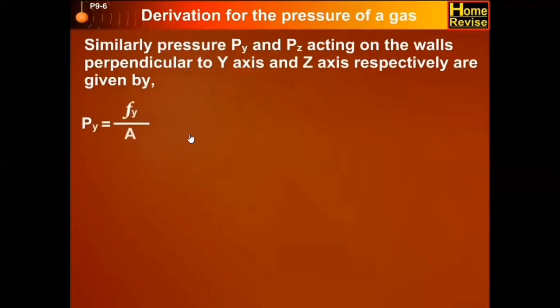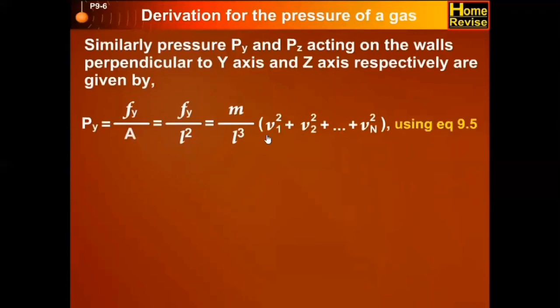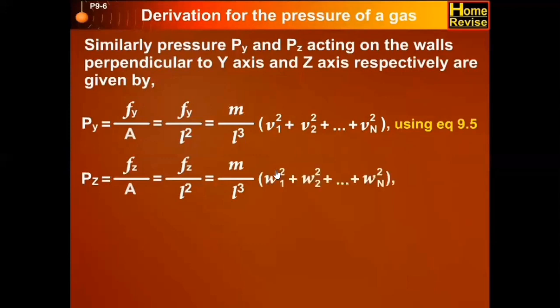And for the y direction, the pressure is Fy by A, where A is L squared, giving m by L cubed multiplied by v1 squared plus v2 squared plus v3 squared and so on. Very simple: we put in the values of Fy and A, and we can easily find the pressure in the y direction. In the same way in the z direction, there is a similar equation. No more discussion about this equation: it is only m by L cubed multiplied by w1 squared plus w2 squared up to wn squared.